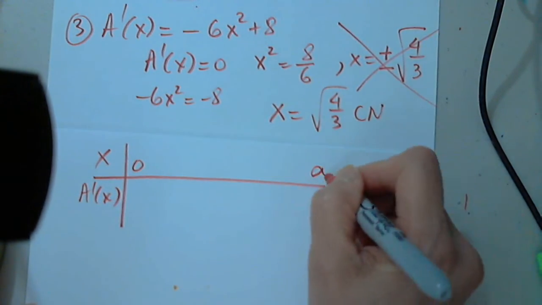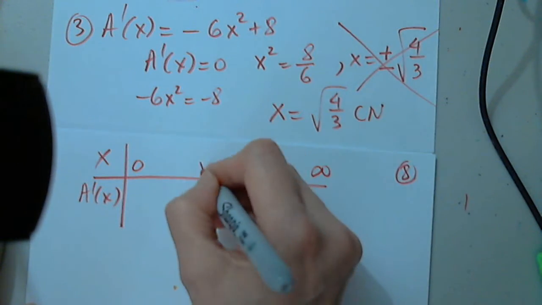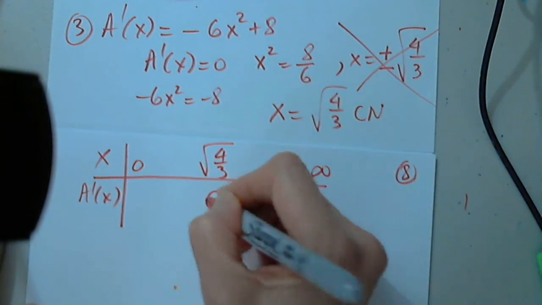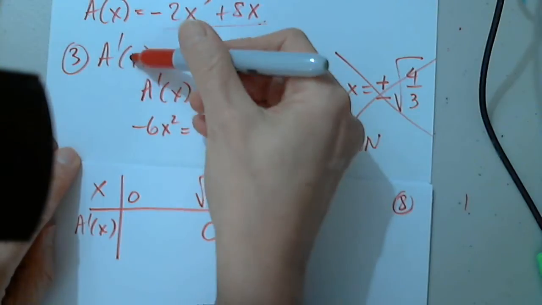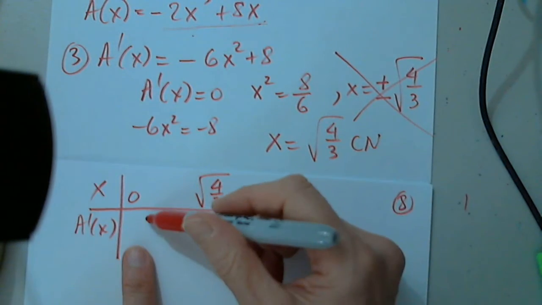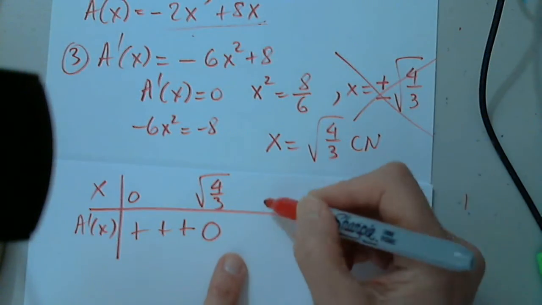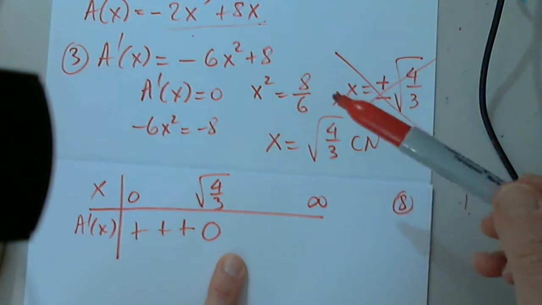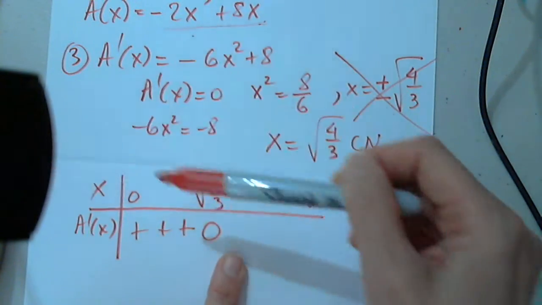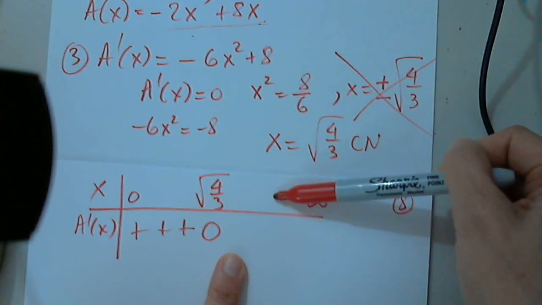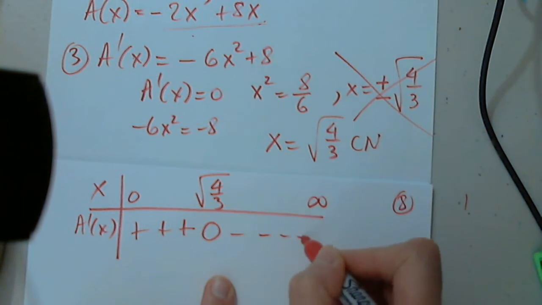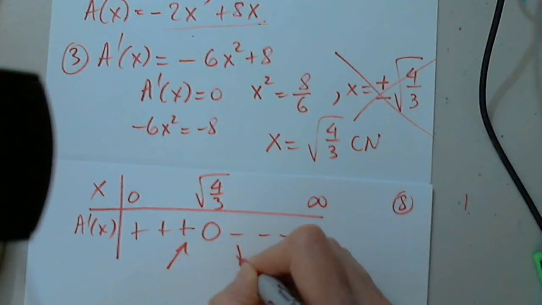So 0, of course, it cannot be infinity, but you know what I mean. The square root of 4/3, this is 0. And now I'm checking my first derivative. When I plug in 0, I get positive. Remember, the other solution is here. So when I plug in whatever, 10, it will be negative. So now this is guaranteed to give a maximum.